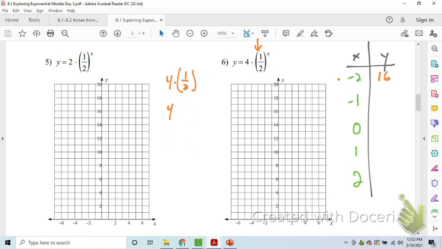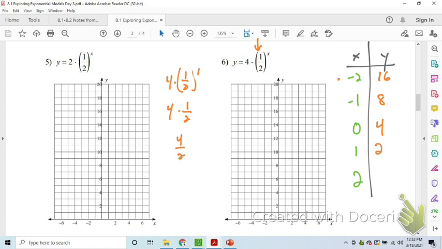Now, if I plug in negative 1, this would be the same thing as 2 over 1 to the 1. Well, 4 times 2 is just 8, which is great. Then we have 0. Well, 1/2 to the 0 power is 1. 4 times 1 is 4. Then we change it up a little bit. And now it's getting even more fun, because when we plug in the first power, we have 4 times 1/2. Well, 4 times 1/2 is 4 over 2, which is 2.